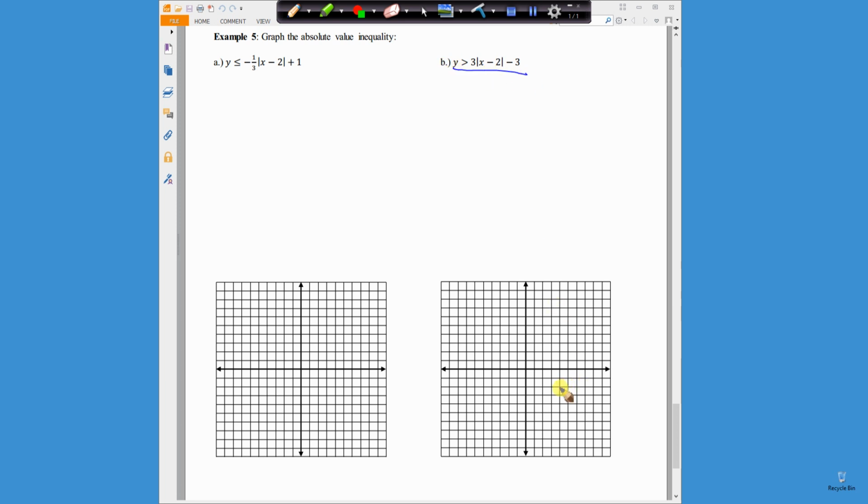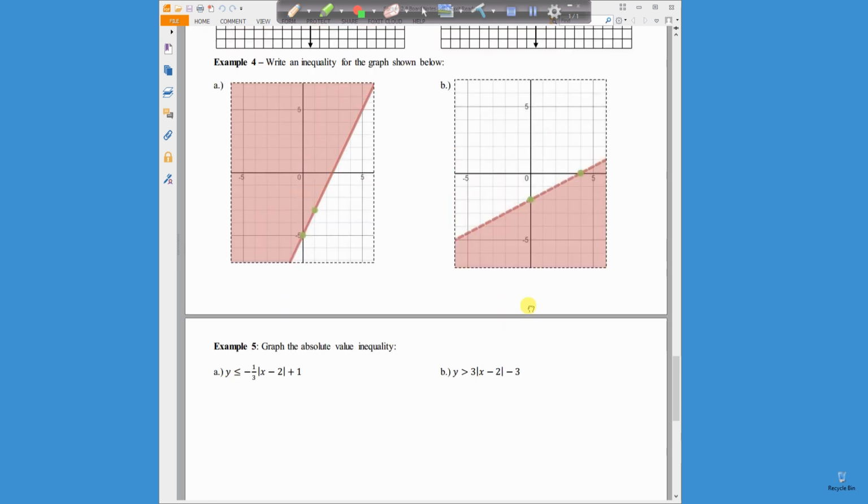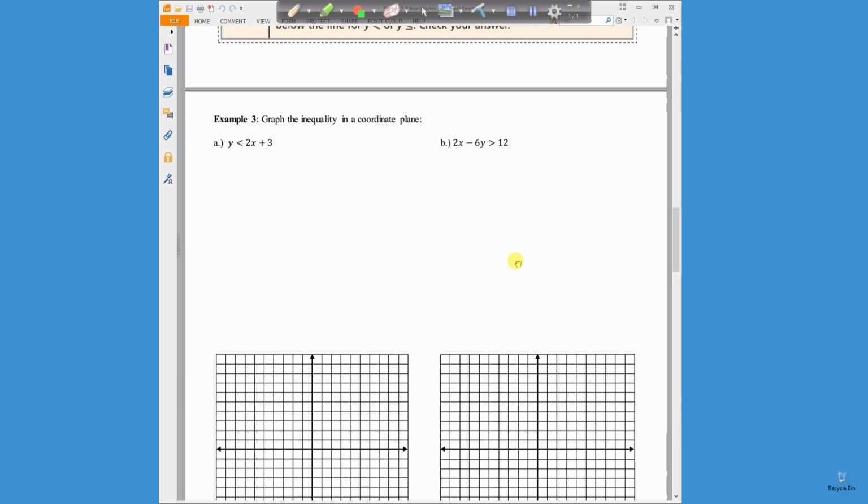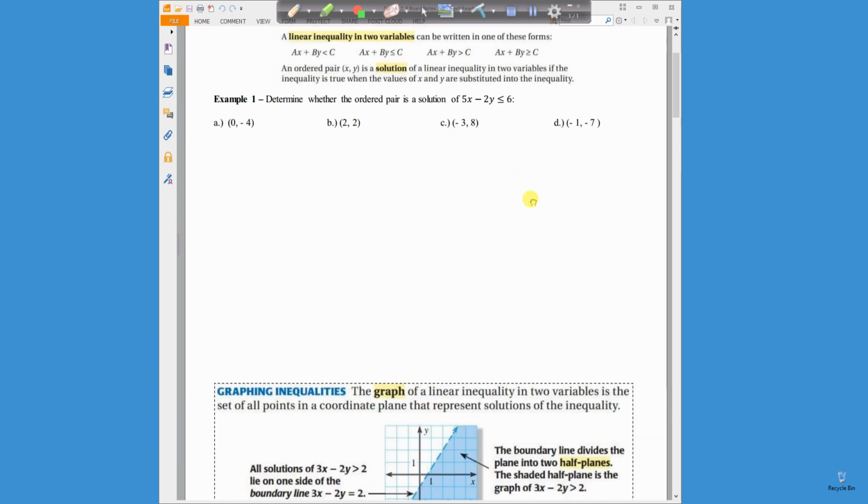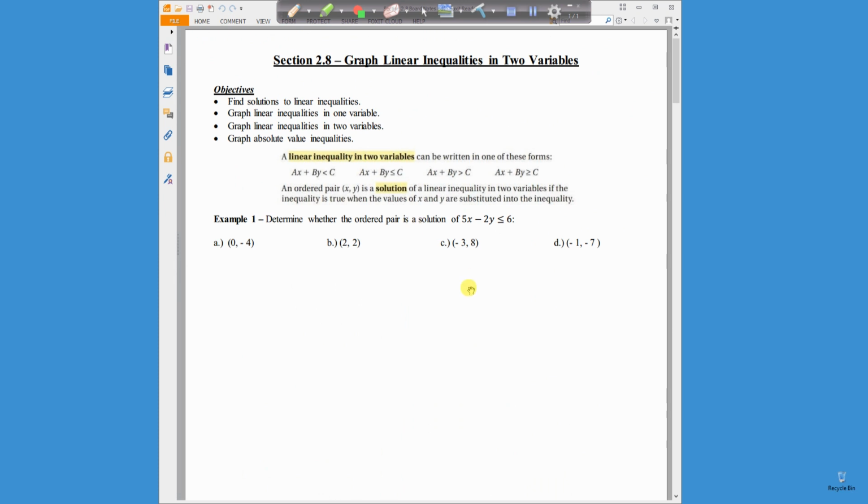And that's that. Basically, very similar principle: absolute value inequalities, just like linear inequalities as well. I hope that was clear for you guys. If you have any questions, ask me. Check out your textbook. There's more examples there, and we'll talk more about this in class.